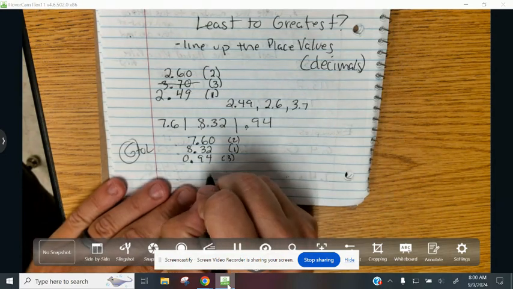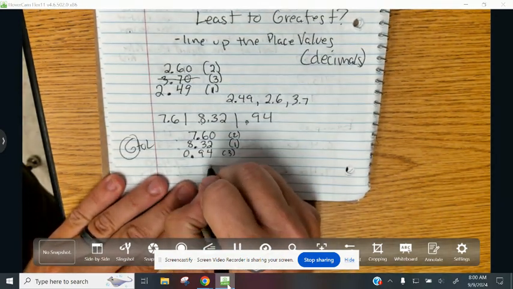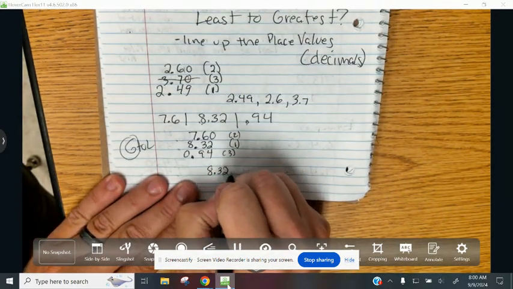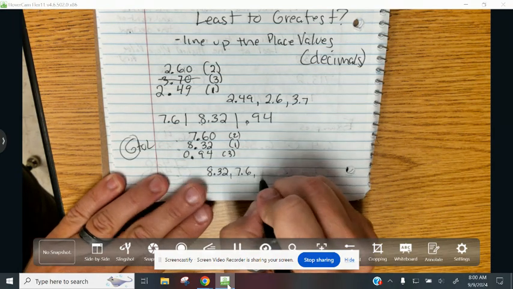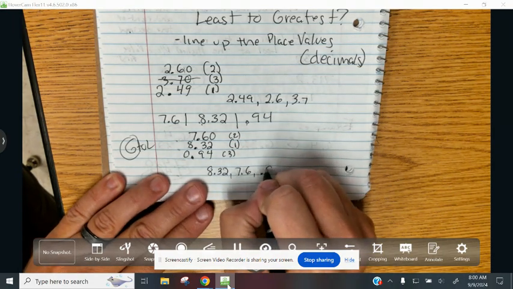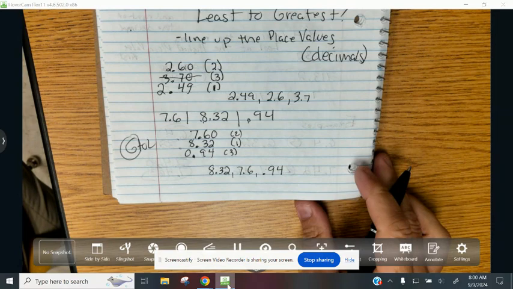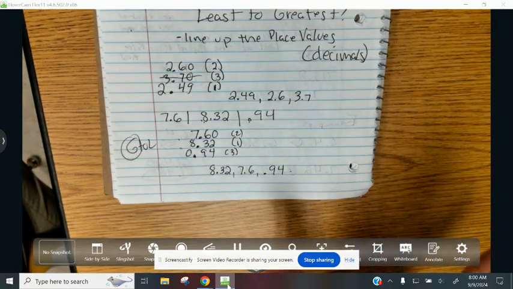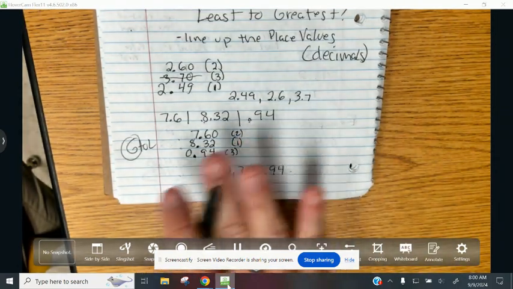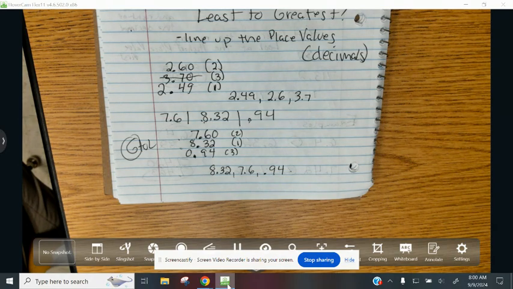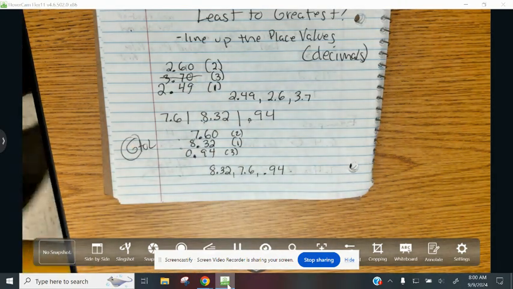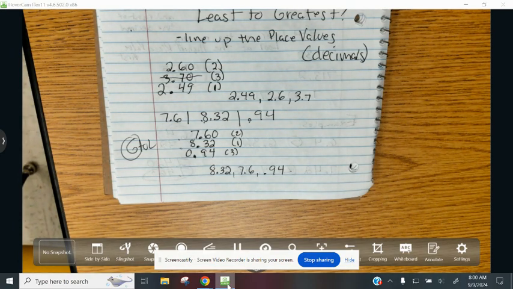All you got to do is then rewrite them. You cannot leave it like this. You need to rewrite. 8 and 32/100 is first. 7 and 6/10 is second. And then 94/100 is third. And that's all that there is to it. You just have to really slow yourself down. Get them lined up first. That's the biggest thing, is to get the place values lined up. The tenths have to be under the tenths, the ones under the ones, the hundredths under the hundredths. If you don't line them up, then unfortunately that's where the issues will come.